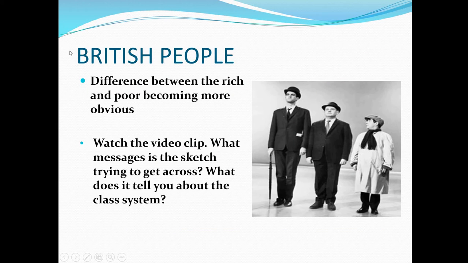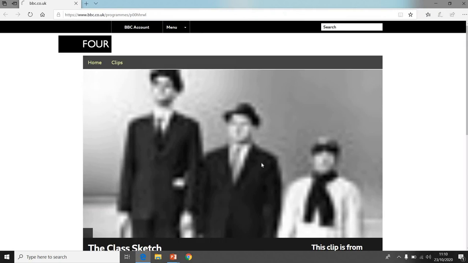So the British people, there is a big difference between the rich and the poor during this time, and it's very, very obvious. It's becoming more obvious. Now I'm going to show you this video in a sec. It's a sketch video from the Two Ronnies. It's very, very old, but it does give us a nice little idea of what the class system, even though it's a bit of a mick take, it's meant to be comedic, it does give us a good idea of what we mean by the class system during this time. So fingers crossed it works for us.